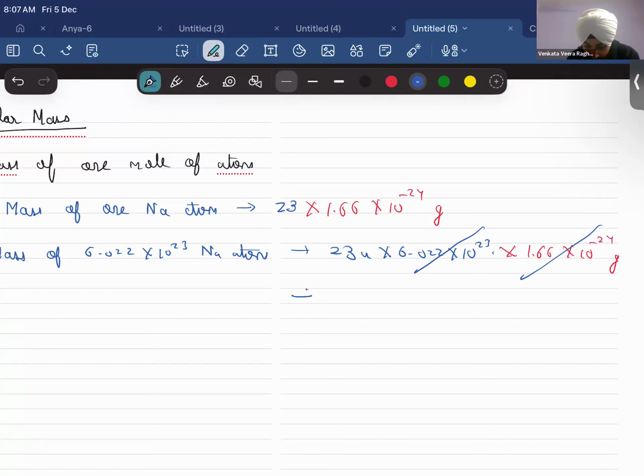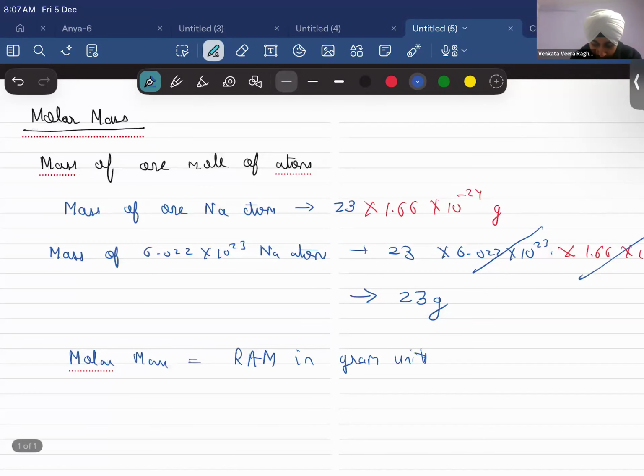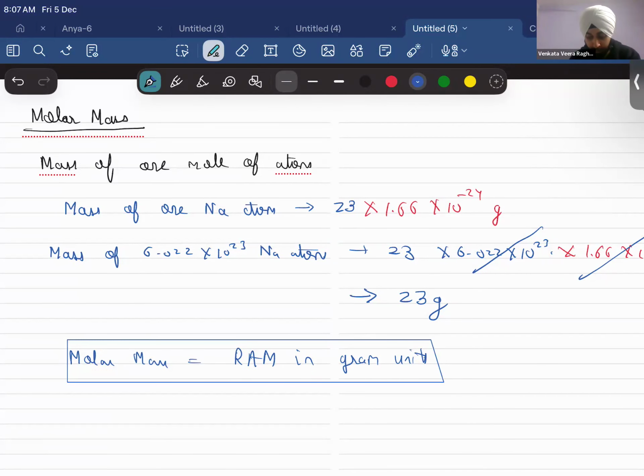So that means, sir, you are basically getting 23 grams as the answer. Yes, molar mass is represented in grams, and molar mass is nothing but RAM, relative atomic mass only, but in gram units. This is the net conclusion we should know. Molar mass is nothing but relative atomic mass in gram units.